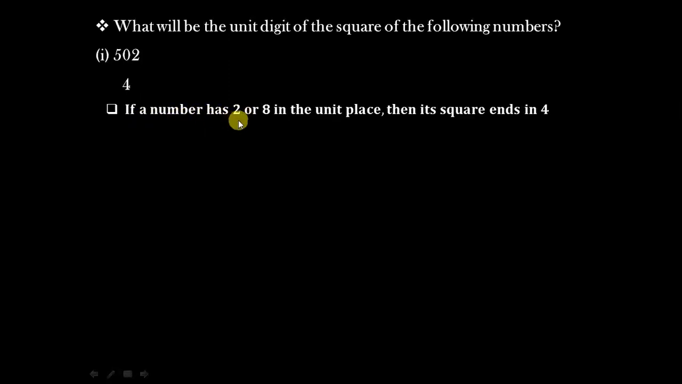502. We need to check the unit digit. We have a 2. If a number has a 2 in its unit place, then its square must have a 4 at the end. If a number has a 2 or 8 in the unit place, then its square ends in 4. So we'll have a 4 in the unit place. If we square 502, then we will have a 4 in its unit digit.